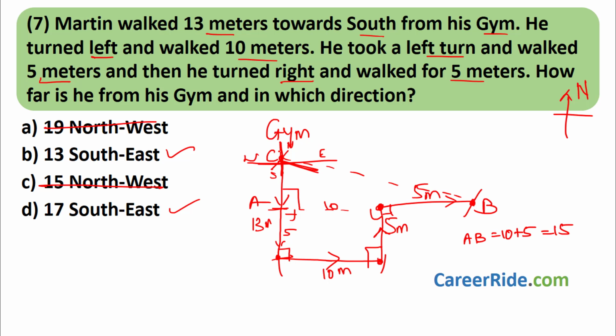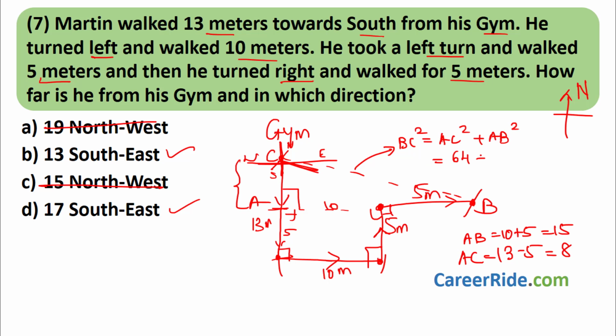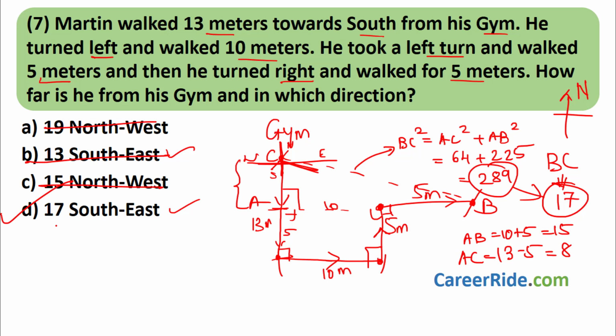Is that right? Now we want A to C. We know C to this point is 13. Out of that, if you remove this 5, you will get the distance AC. AC is 13 minus 5, that is 8. So let us find out the distance BC. By Pythagoras theorem, BC square is AC square plus AB square. Correct? What is AC? 8. 8 square is 64 plus 225, that is 15 square, that is 289. So BC would be equal to 17, because 289 is square of 17. So the answer is D, 17 southeast.